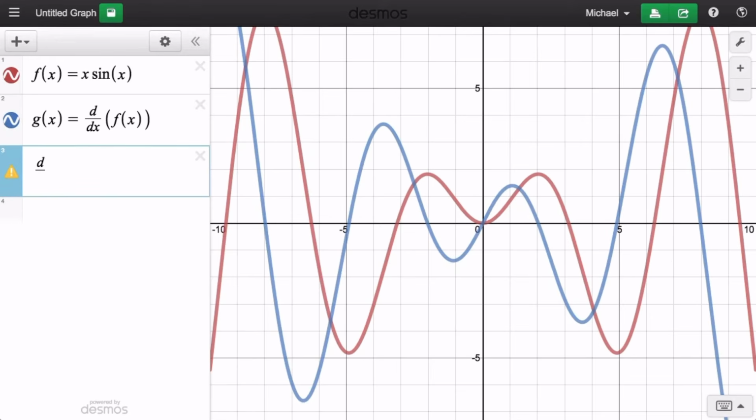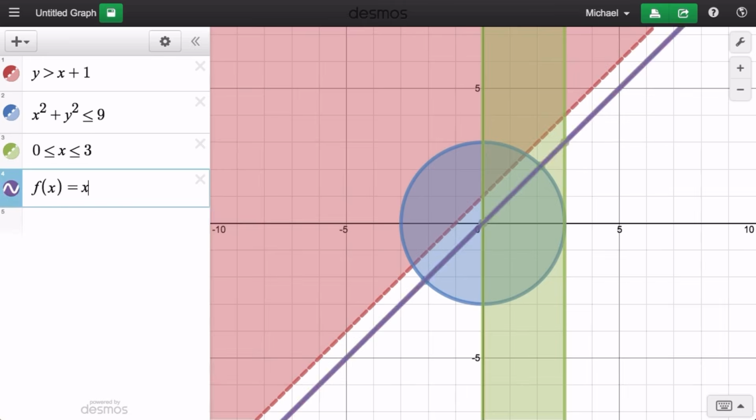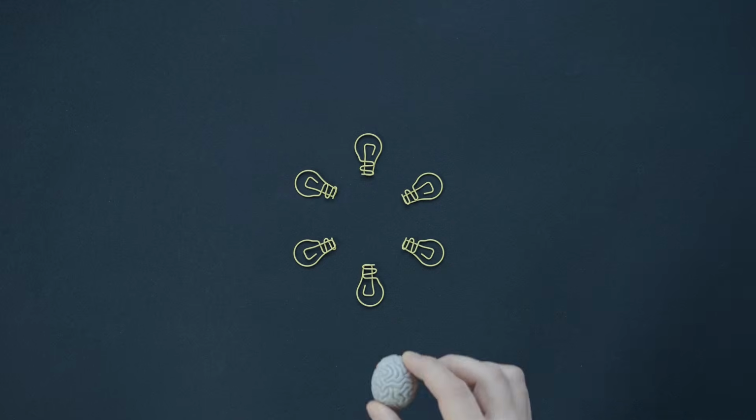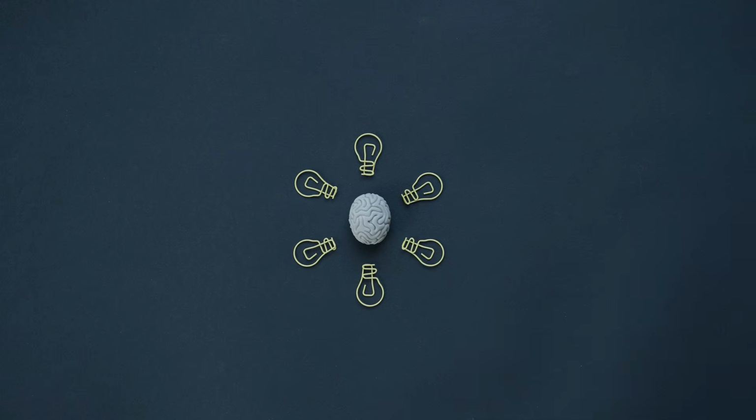Desmos on the SAT is a cheat code if you know what to press. In the next 6 minutes, I'll show you the exact clicks, graphs, and shortcuts to turn tough problems into quick solutions. Let's start with the layout you'll actually use.